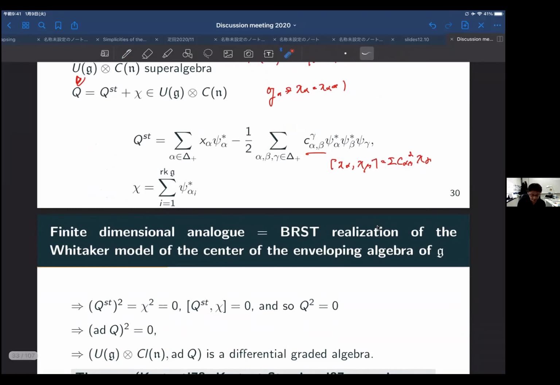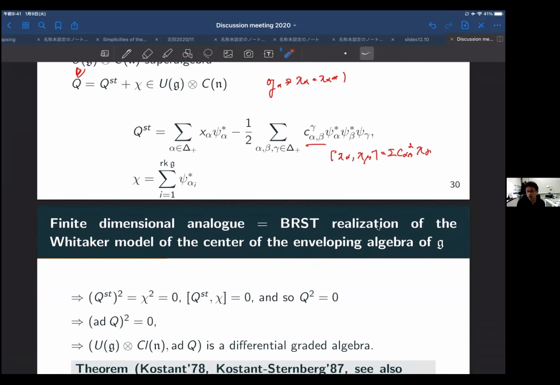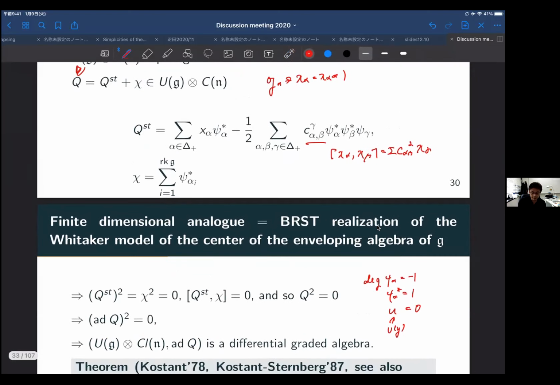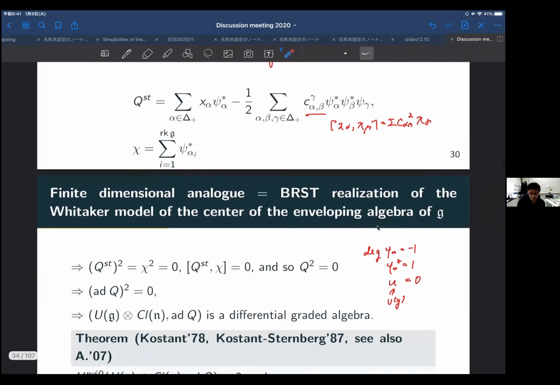And then you find the square of each of these elements is zero, and the anti-commutator is also zero. So the square of the sum is also zero. And because Q is odd, this means the square of the adjoint operator of Q is also zero on this superalgebra. And so this becomes a DG algebra, where I define the grading as yesterday. So the degree of psi alpha is minus one, that of psi star is one, and the elements of the enveloping algebra have degree zero. Then this has degree one, and this one two.